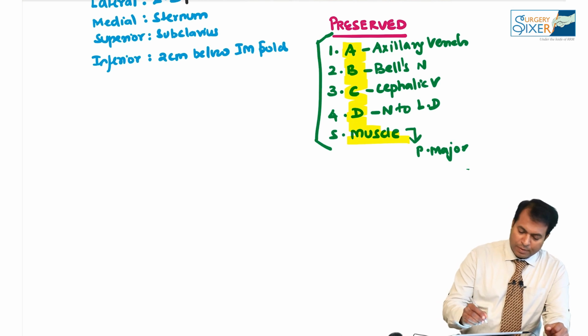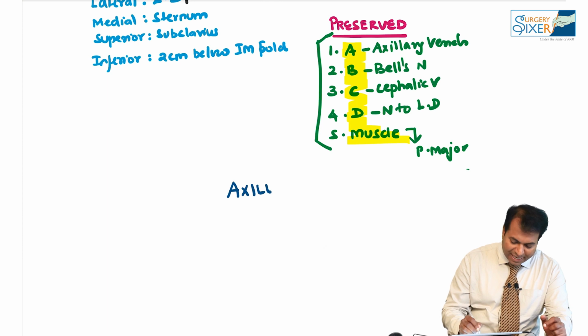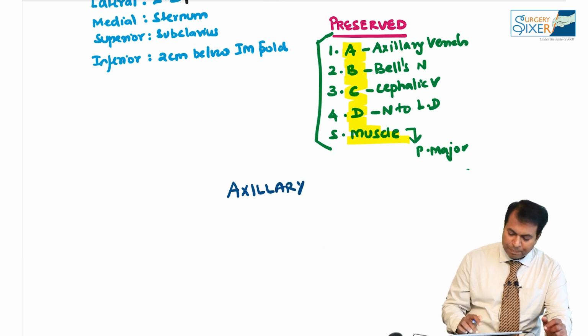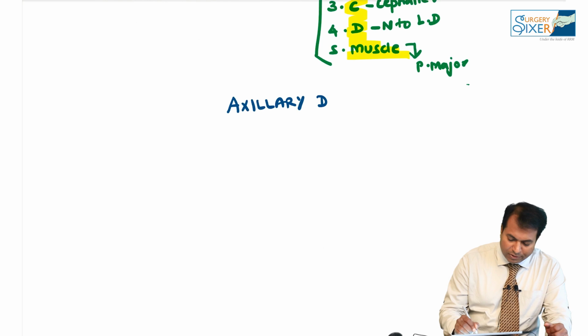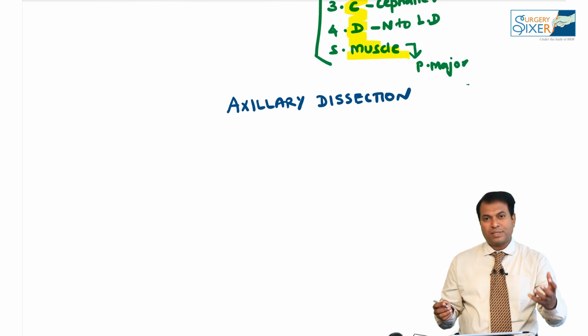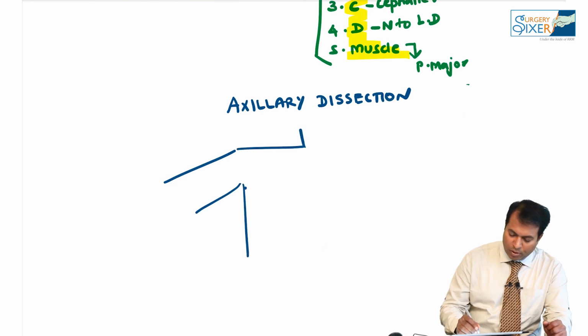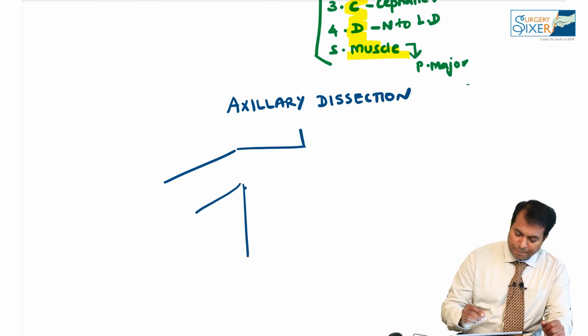Now I am telling you here and there axillary dissection. What do you mean by axillary dissection? Please understand, axillary dissection is a part of MRM, modified radical mastectomy. It includes axillary dissection also, in which I will remove all the axillary nodes within this boundary.